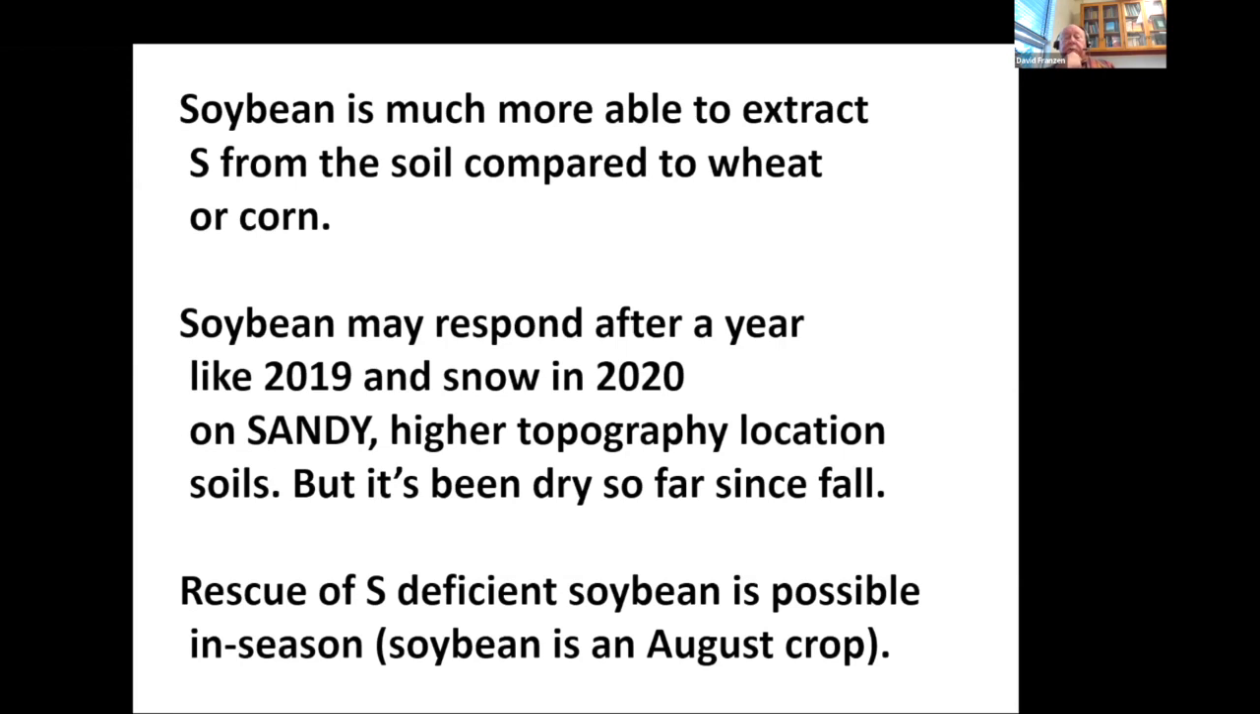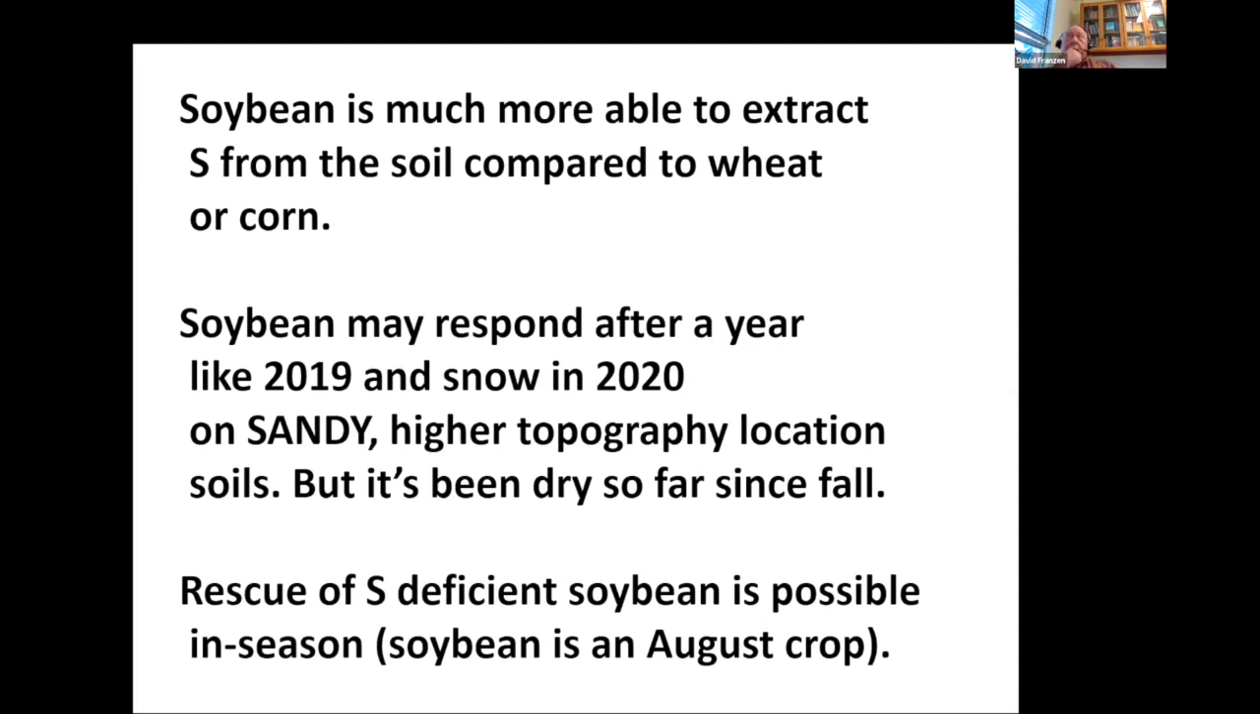Soybean is much more able to extract sulfur from the soil compared to wheat or corn. Once in a while you find someplace, the most recent one in Indiana, that I read about in either Agronomy Journal or Soil Science Society. But normally the soybeans, even if you have sulfur deficient corn or small grains right next to it, the soybean is perfectly happy. How that happens, I have no idea, but it does happen.